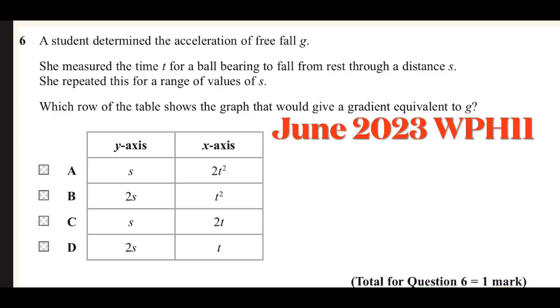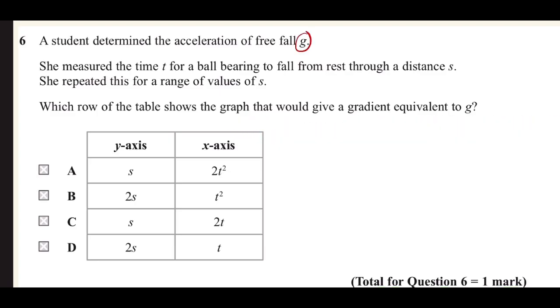So in this question, the acceleration of free fall is g. Now the girl measured the time taken, which is simply t, for the ball falling downward from rest. This is a keyword here: u equals 0. And the distance, which is s. So we have the distance. She repeated the experiment several times for a range of values of displacement s.